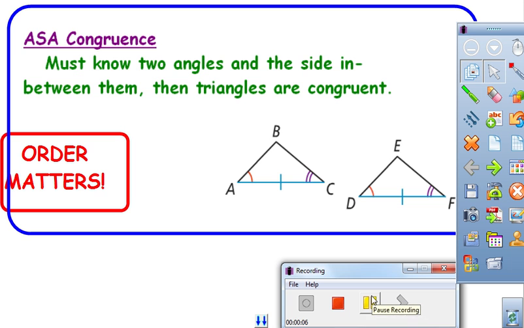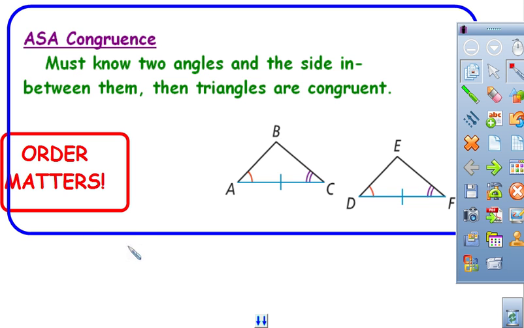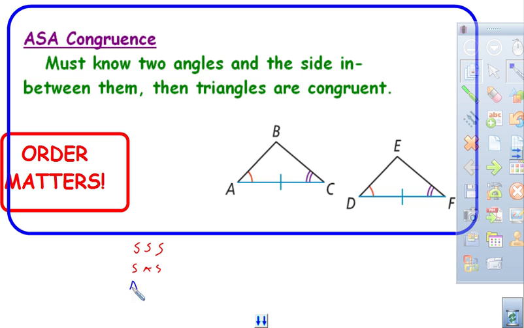Lesson 4-3. So far today, we have a couple of ways to prove triangles congruent. We have SSS and SAS. Today we're going to be adding two more to that list, ASA and AAS. So you will need to know all of these theorems.